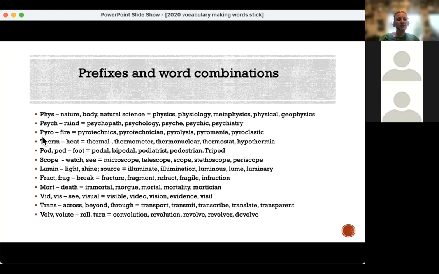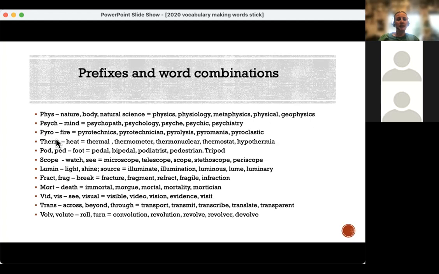But again, if we look at these, another kind of list of different kinds of roots, PHYS, right? So it's related to nature, body, or natural science. Physics, physiology, metaphysics, physical, geophysics. So if I know what PHYS means, and I know it's related to the natural sciences, boom, I got it. It makes sense now. It's not just physics. I got to remember what that word is, right?